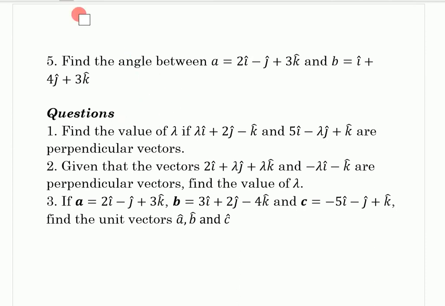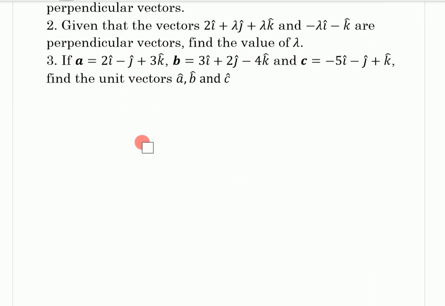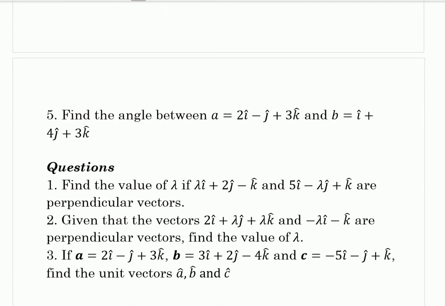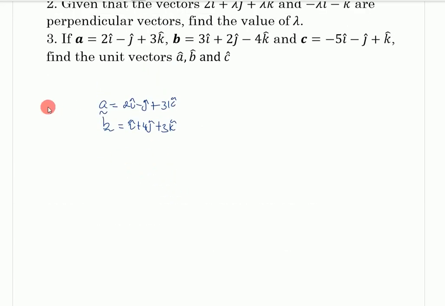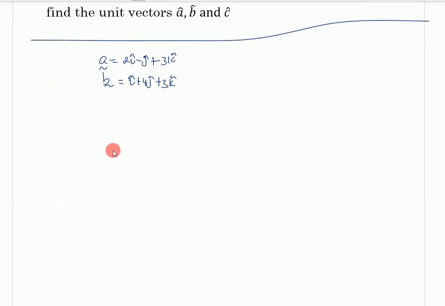There is another question here for which I didn't leave space, but I can put it here. They said find the angle between a, which is equal to 2i minus j plus 3k, and then b, which is the vector i plus 4j plus 3k. Find the angle between these vectors here.